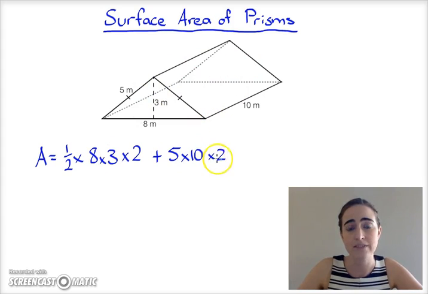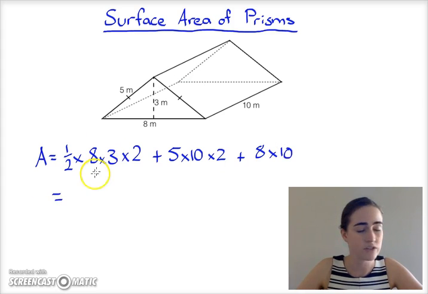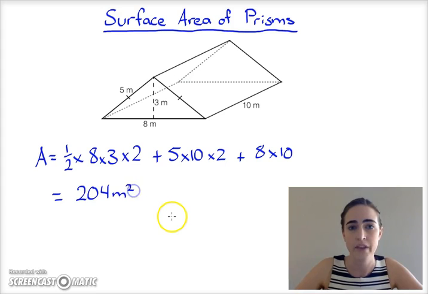So then we've just got the base of the shape there, which is another rectangle, and it's 8 meters by 10 meters. So we'll go plus 8 times 10. And go through again and put it all in your calculator, and you'll end up with 204 meters squared. So it's a few examples of finding the surface area of prisms.